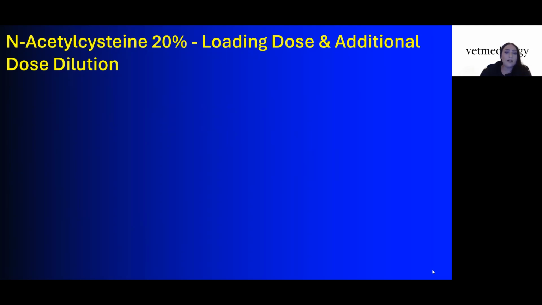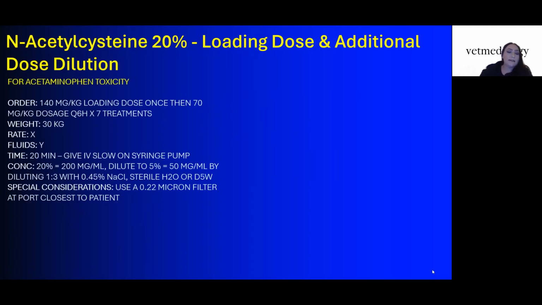All right, now we're going to talk about N-acetylcysteine, 20%, the loading dose and additional dose dilution. This is the dosing for acetaminophen toxicity. So the order is 140 mg per kg loading dose once, then 70 mg per kg dosage every 6 hours for 7 treatments. The weight we're working with is 30 kgs. The rate, we don't know, so we put a variable there. The fluids, we don't know, so we put a variable there.